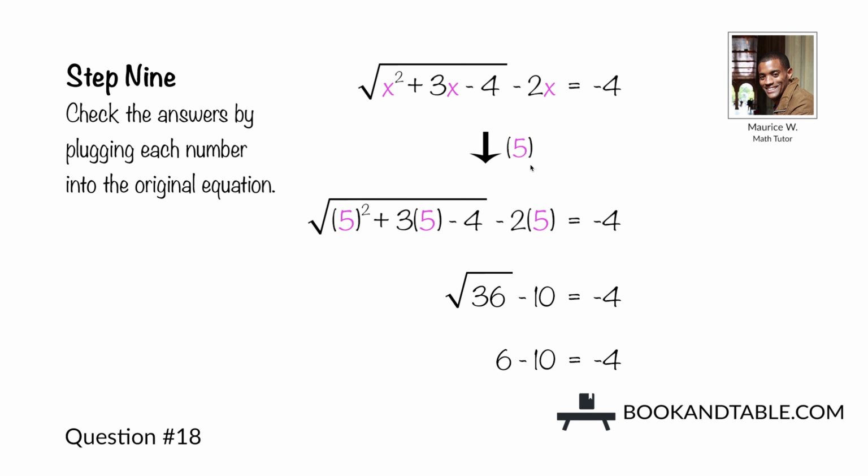We test the second potential value, 5. 5 squared is 25. Plus 15 would be equal to 40. 40 minus 4 is equal to 36. The square root of 36 is 6. Minus 2 times 5, which is 10. 6 minus 10 is equal to negative 4. Since negative 4 is equal to negative 4, that confirms that x does equal positive 5.